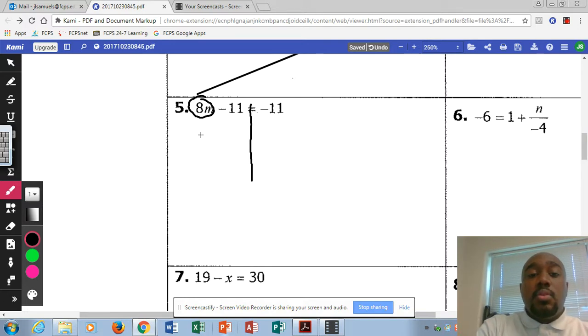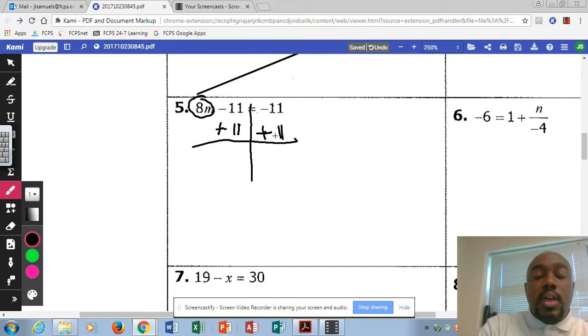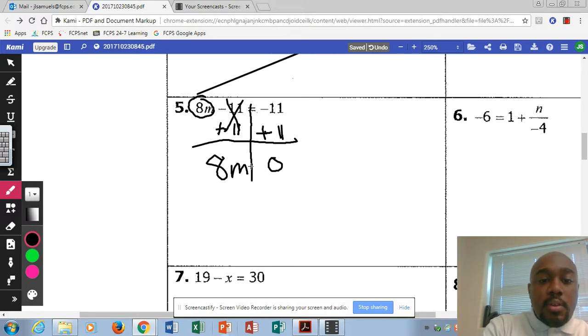So we do the opposite of subtraction, the inverse of subtraction, which is add 11 to both sides. The golden rule in algebra is what we do to one side, we have to do to the other. Now I have negative 11 plus 11, which are opposites, so the answer is 0. We bring down what's left over, which is 8m. So now we have 8m equals 0.